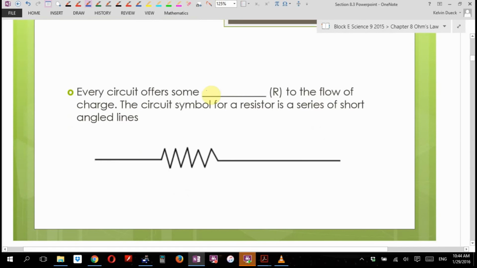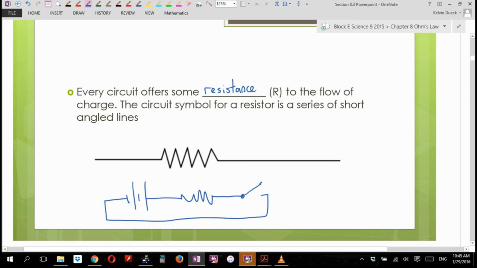Every circuit offers some resistance. I'm tired of writing the word resistance. How about capital R is going to be our abbreviation for a resistor? Okay? Every circuit offers some resistance to the flow of charge. The circuit symbol for a resistor is a series of short angled lines. In other words, you don't need to write this down if you want. There's a cell, there's a battery, there's a resistor, there's an open switch, there's a complete circuit with all four parts. Source, load, switch, wire, conductor.